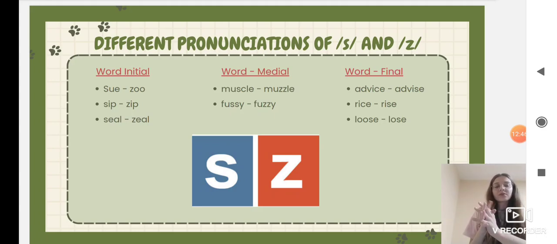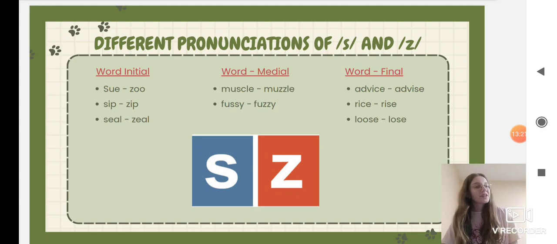We have different pronunciations of S and Z. These sounds are also complicated for non-native speakers, but in word initial position you can hear the difference, like sue and zoo, sip and zip, seal and zeal. If they are in the medial of the word, you can say muscle and muzzle. Anyway, fussy and fuzzy. And if they're at the end of the word, you can hear advice and advise, rice and rise, loose and lose.